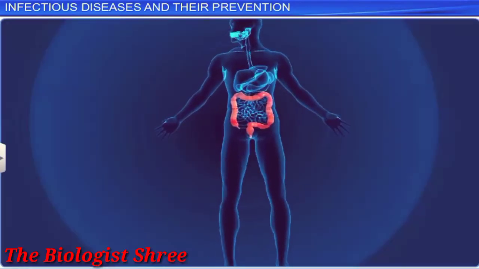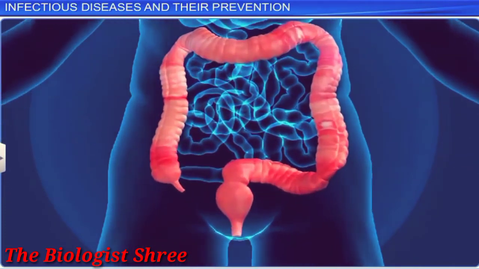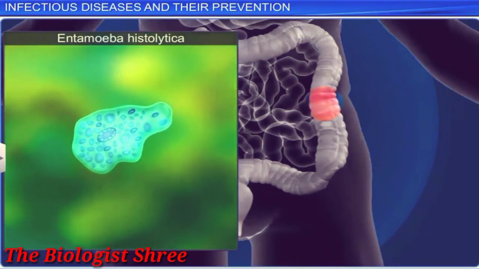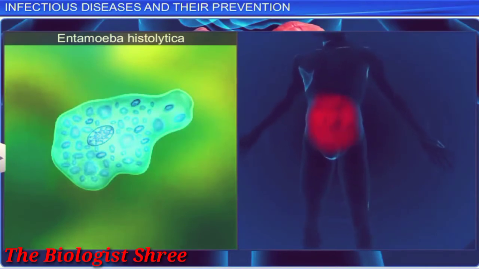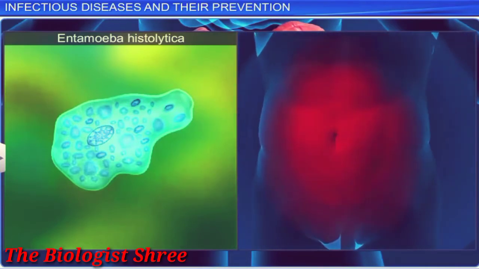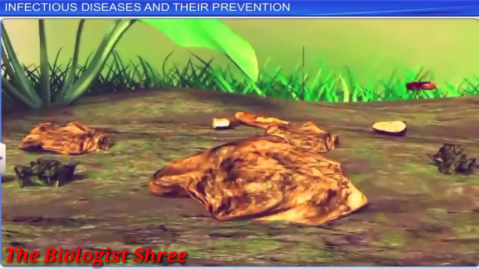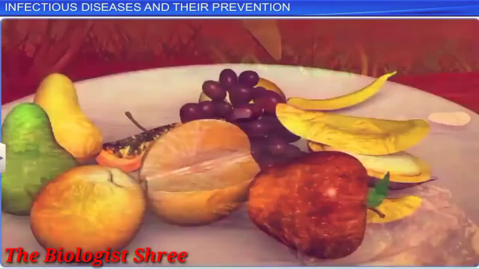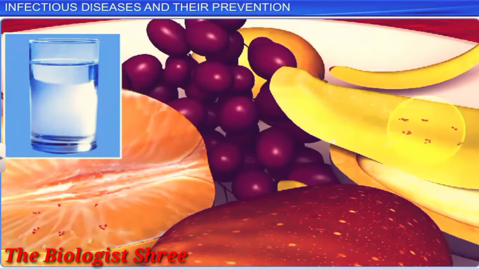Apart from malaria, amoebiasis or amoebic dysentery is another disease caused by a protozoan called Entamoeba histolytica that lives in the large intestine of human beings. It is characterized by symptoms such as the discharge of blood and mucus in the feces, severe pain in the abdomen, and constipation. Houseflies act as vectors by transmitting the parasite from the feces of the infected person to food and water. It is by consuming such contaminated food and water that the infection is transmitted.